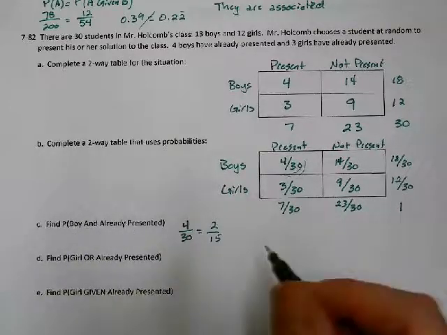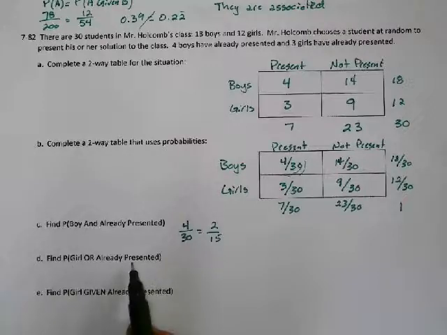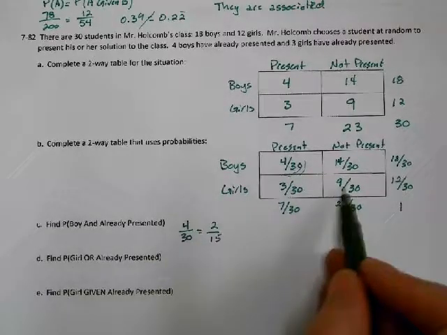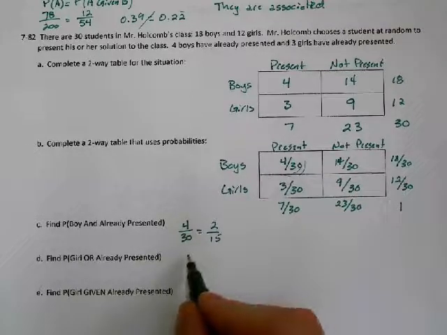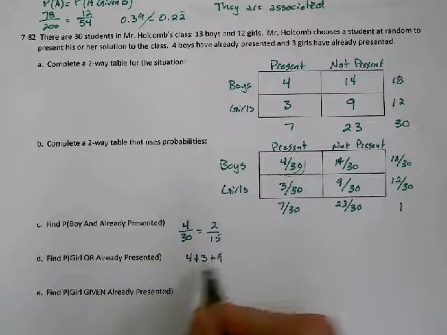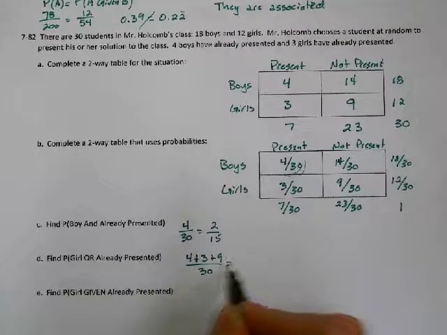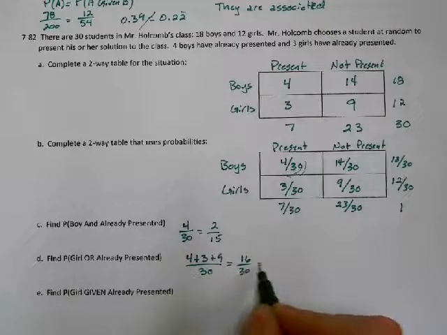Oh, wait, which problem am I on? Dang it. Oh, I'm on girls and already presented. Okay, so the girls presented, these three probabilities together. I almost screwed this up a third time. So we get a total of 16 out of 30, which is 8/15.